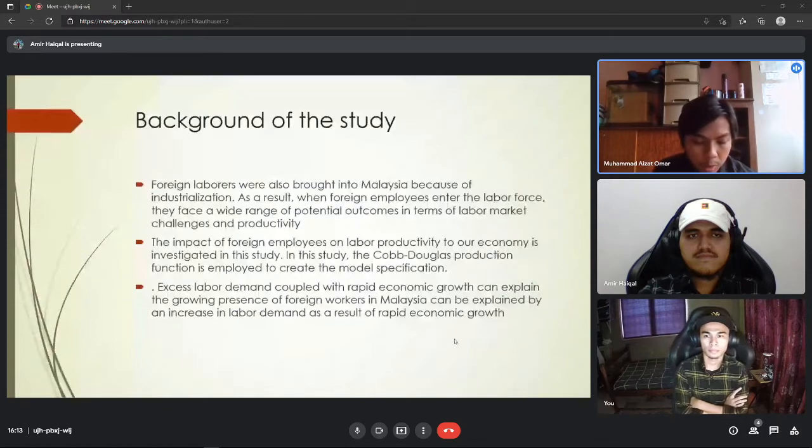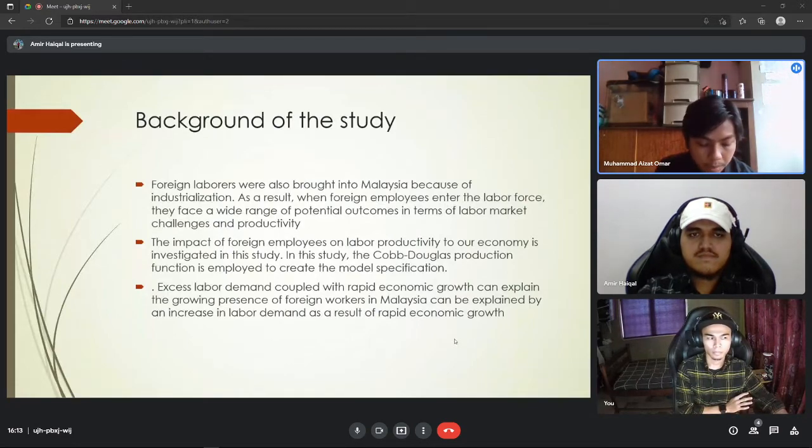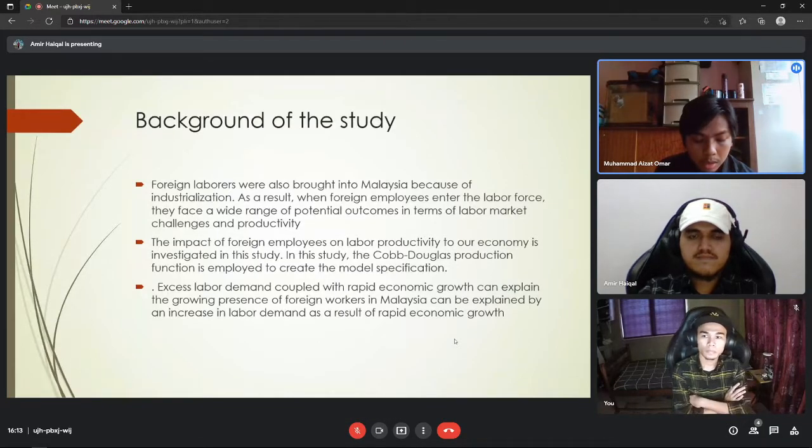The first one is foreign labor were also brought into Malaysia because of industrialization. As a result, when foreign employees enter the labor force, they face a wide range of potential outcomes in terms of labor market challenges and productivity. The impact of foreign employees on labor productivity to our economy is investigated in this study. In this study, the Cobb-Douglas production function is employed to create the model specifications.